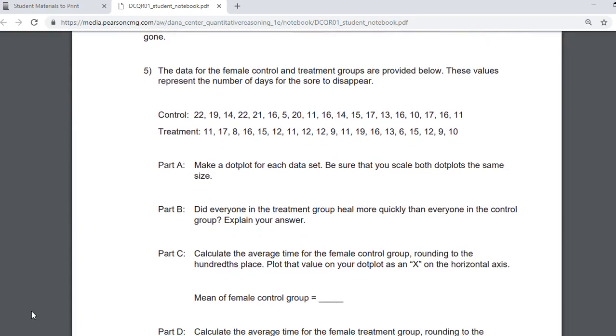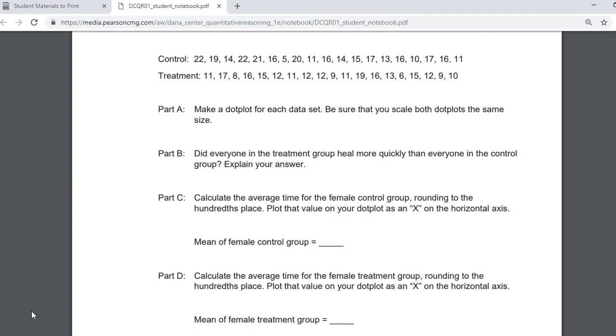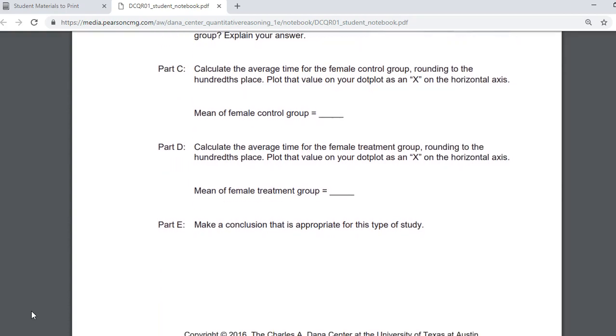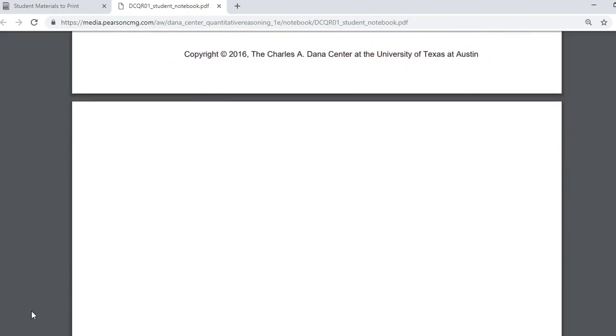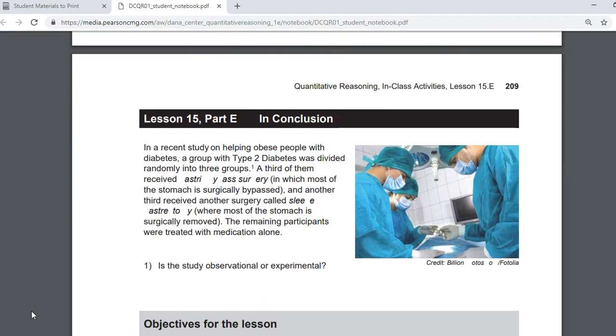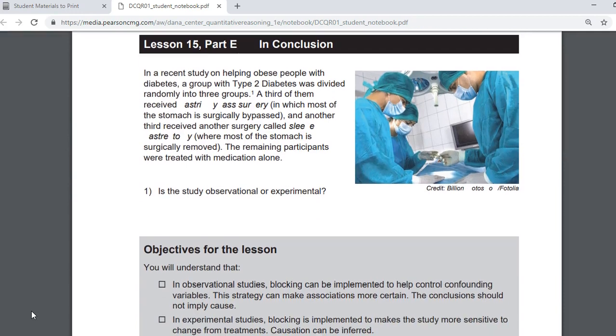And like right here, we created some dot plots. I would know how to create a dot plot. In here, we calculated the mean. Make sure you know how to calculate the mean and to do so really quickly, and to know how to double check yourself and round appropriately and write down all the correct units. So it's like everything we've done all semester is still good. And then we see these final words of in conclusion.